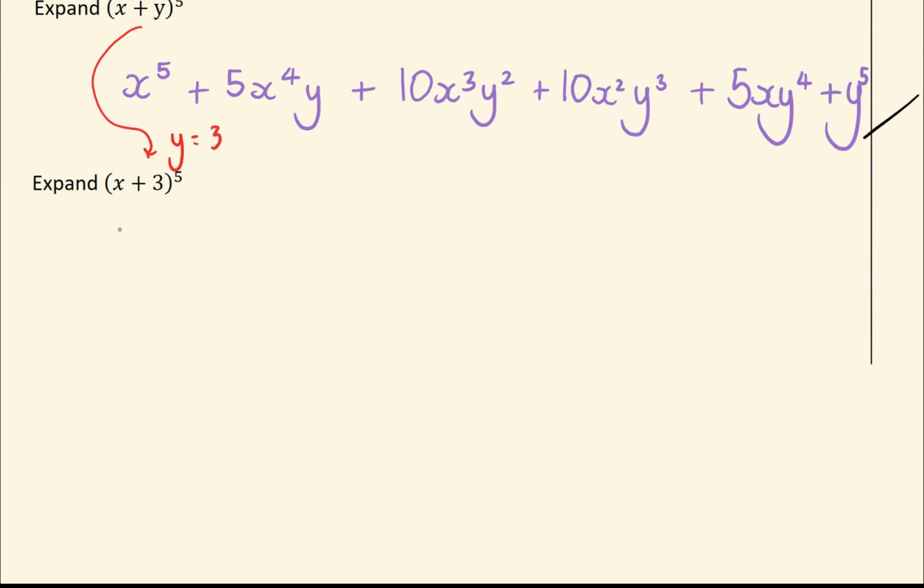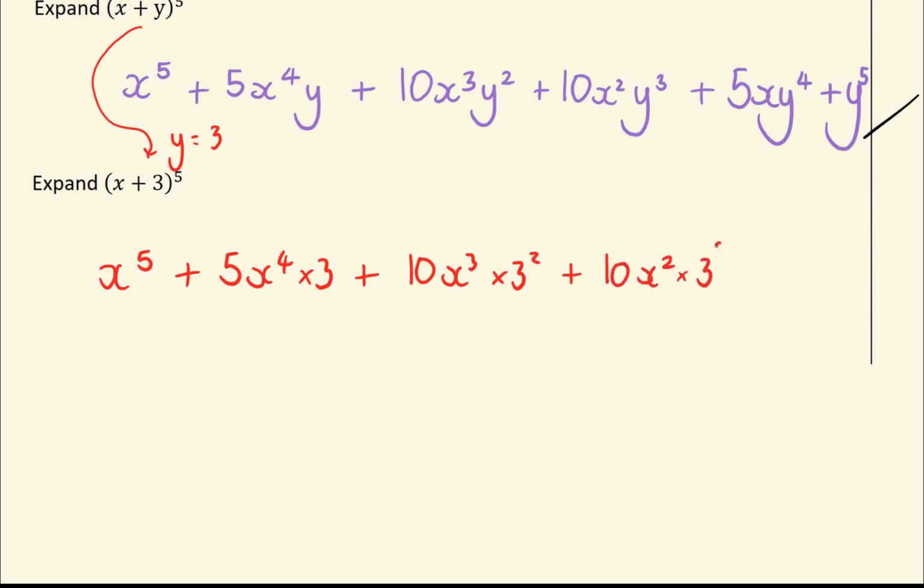So to work it out, you basically just copy this down. But every time we see a y, we know it means times by 3. I'm going to write times by 3 just so it's obvious it's not 53 or something. So again, I'm just copying this down, and any time I see a y, I'm basically writing 3.